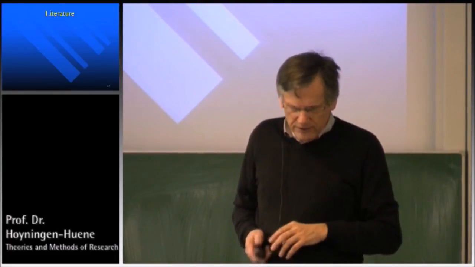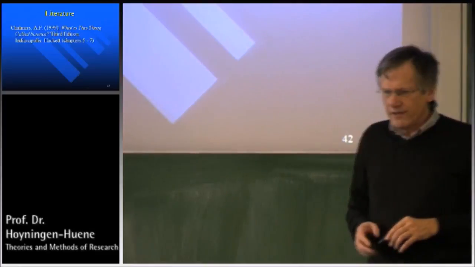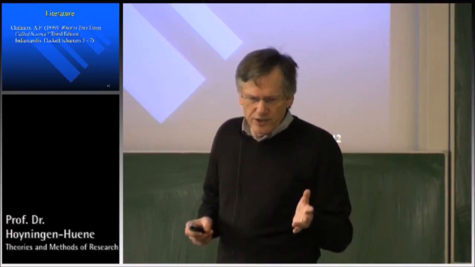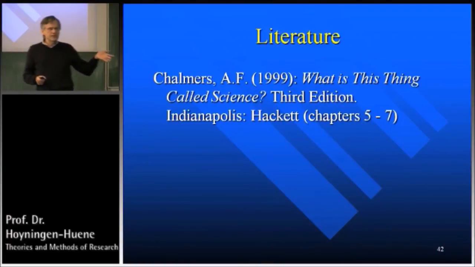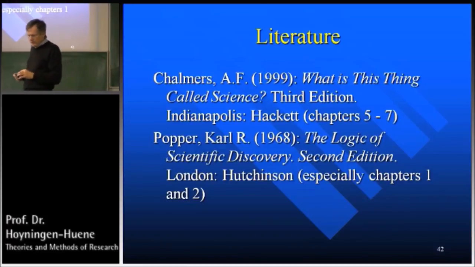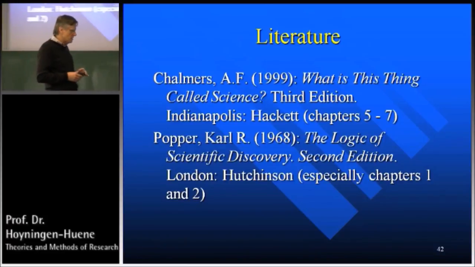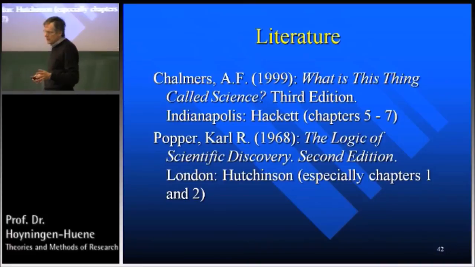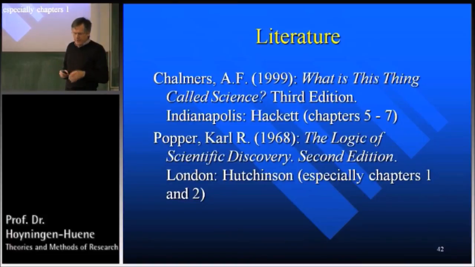Now here a little about the literature. I think I mentioned this book already, Chalmers, What Is This Thing Called Science? There you find in chapters 5 to 7 the discussion of deductivism. And also I want to mention this book by Karl Popper, The Logic of Scientific Discovery. That's the second edition from 1968. There are especially chapters 1 and 2. The original was published in German in 1934, if I remember correctly, so in the 30s. And then it was only translated into English in 1959. Then it became famous, and this is the second edition.